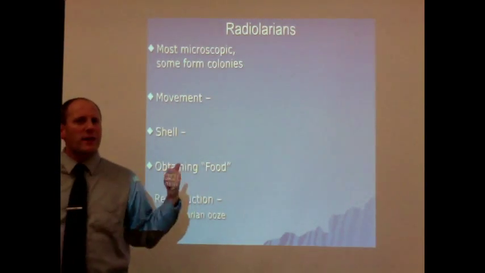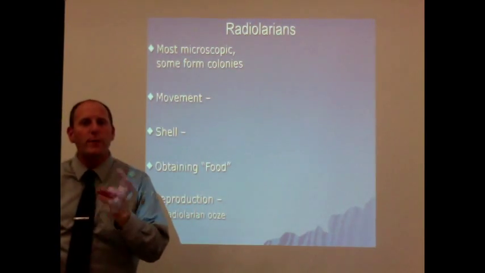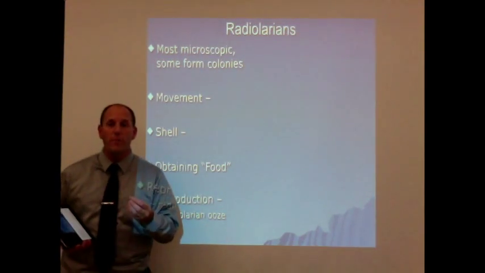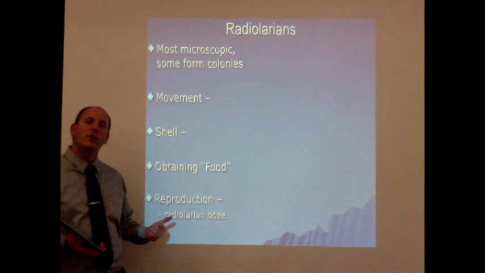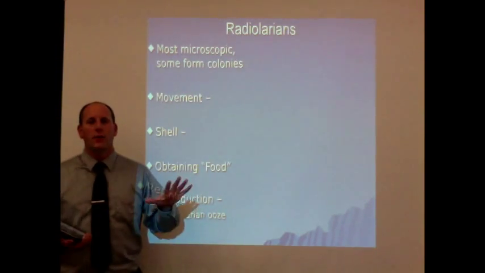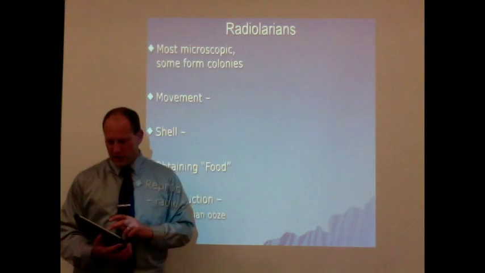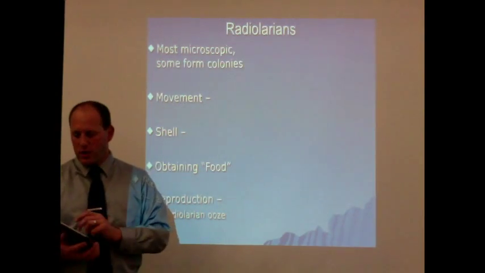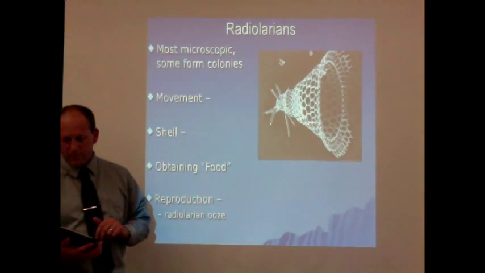But the unique thing about the radiolarians is that because of this elaborate, delicate structure of their shell, we often find radiolarian oozes at a much deeper level. That is, they can sustain the pressure down at the bottom of the ocean much better than the other organisms' shells. So here's a picture.